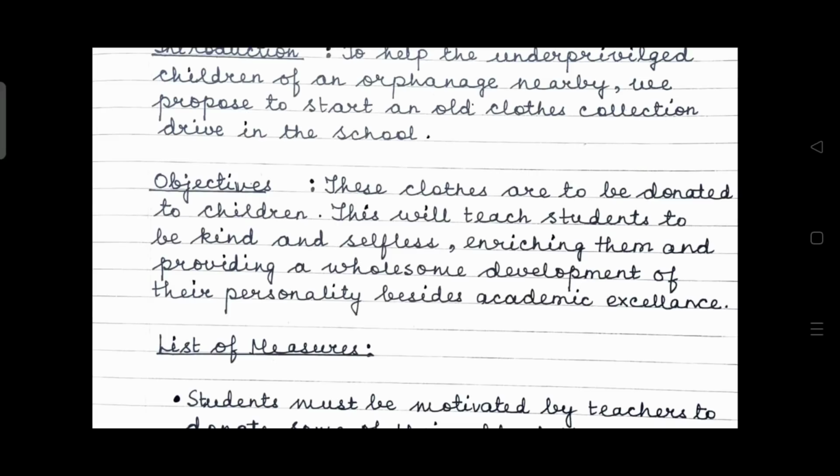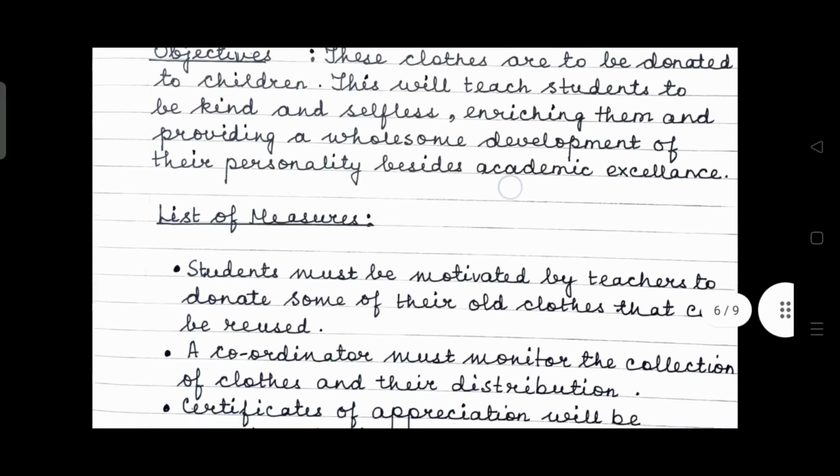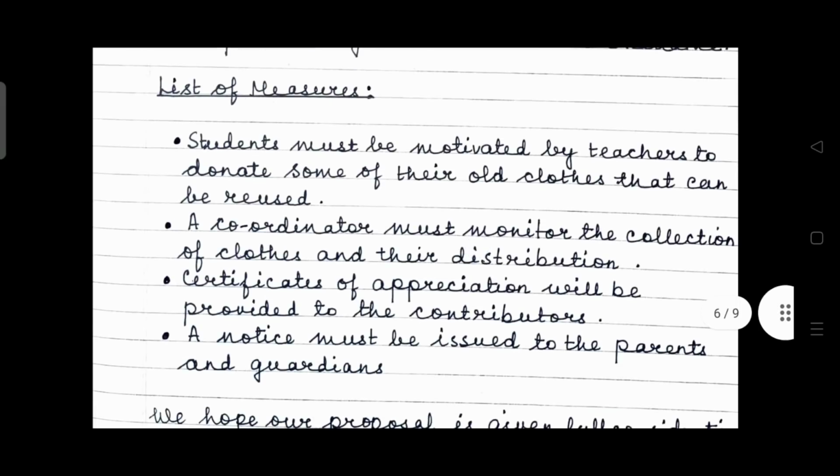Next objective, this will teach students to be kind and selfless, enriching them and providing a wholesome development of their personality besides academic excellence. This will teach the students charity, the value of charity and kindness. These are my objectives. List of measures. Students must be motivated by teachers to donate some of their old clothes that can be reused. Do not donate torn clothes, ragged clothes, clothes that can be reused.